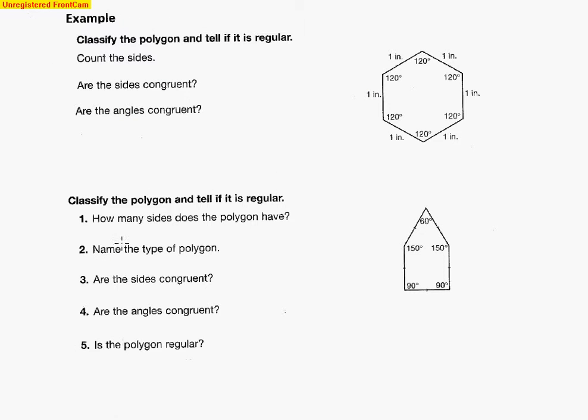And here they are. Classify the polygon and tell if it is regular. So let's count the sides first. So these are the 3 things we need to do. Count the sides. So we have 1, 2, 3, 4, 5, 6. So it's 6-sided. So there's 6 sides. So we end up calling this a hexagon.